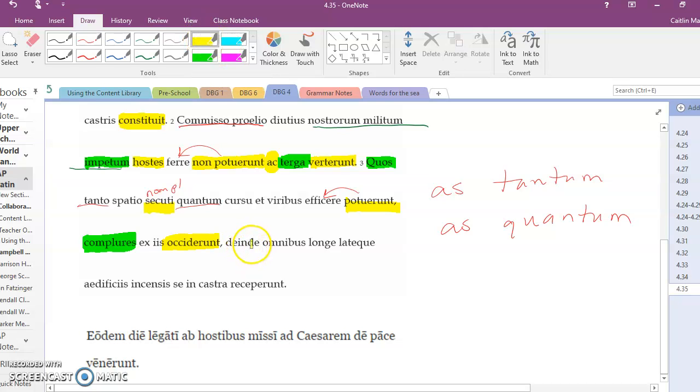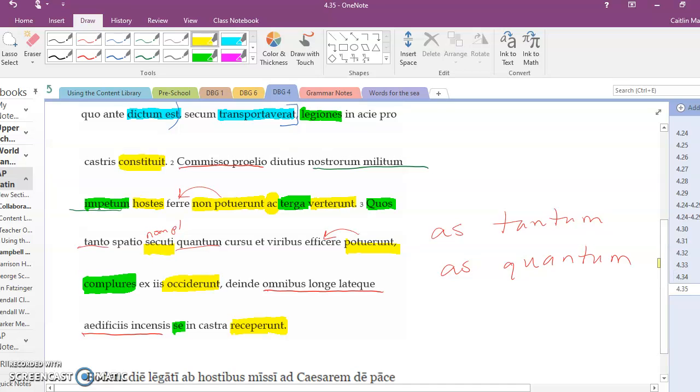Deinde, with, we get omnibus longe lateque aedificiis incensis, and this is definitely an ablative absolute, with all of their aedificiis having been incensis, longe and late, se, object, in castra, receperunt. They received themselves in castra, or returned to castra.